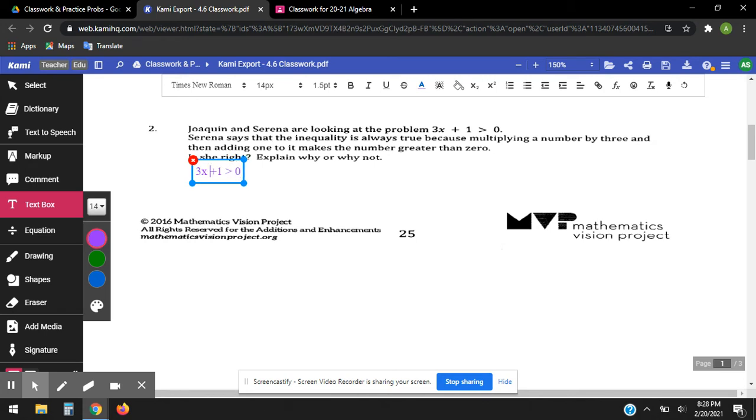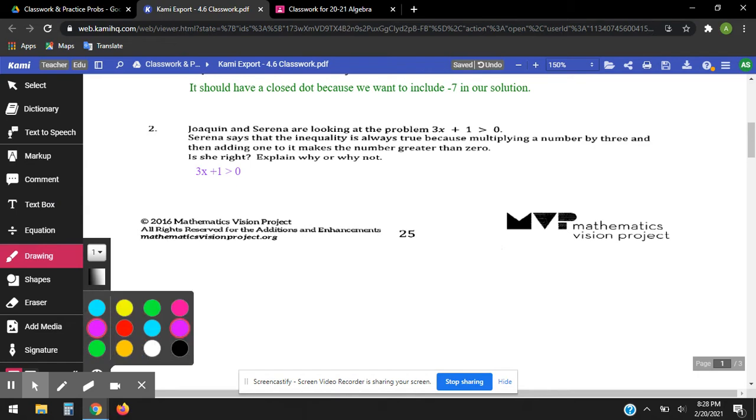Well, let's think about how we would solve this. Let's just solve for x and see what happens. Minus 1 from both sides would make 3x is greater than 0. Then divide by 3 on both sides. It says x has to be greater than 0.